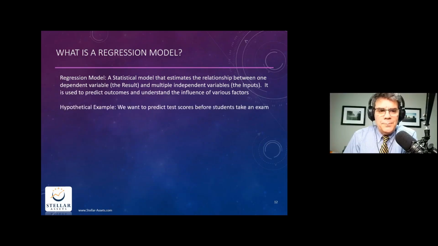Let's walk through an example. Hypothetical example. So let's say we wanted to predict, that's the result, we wanted to predict test scores of students before they actually took the exam.